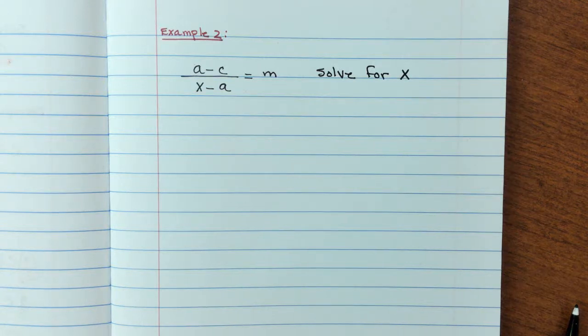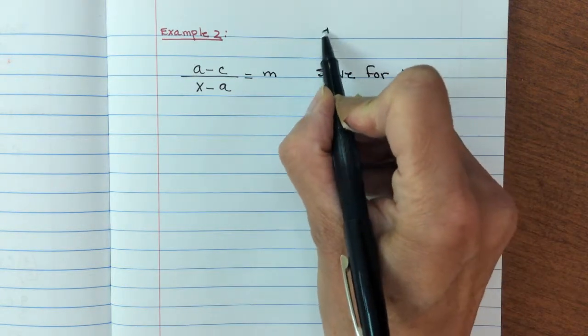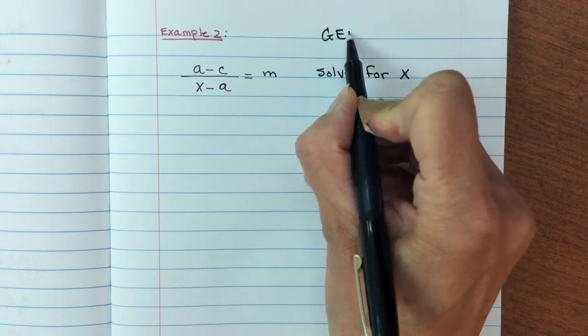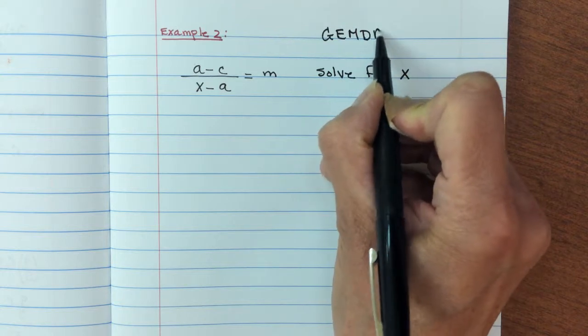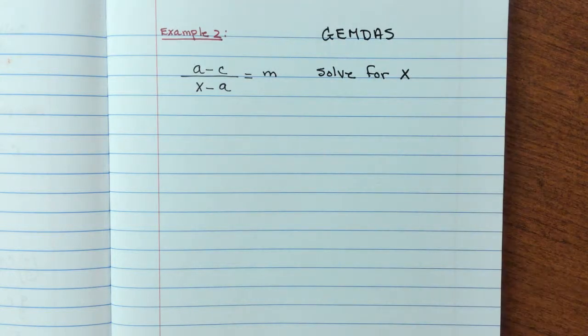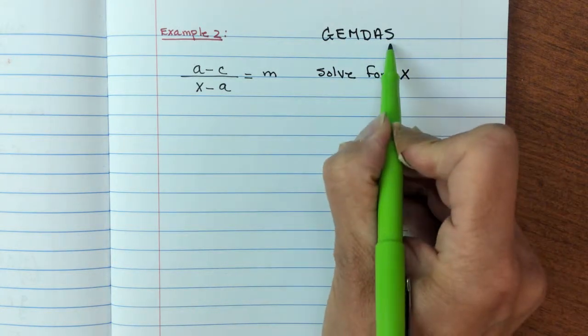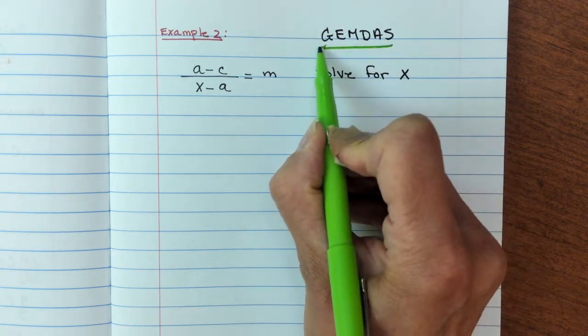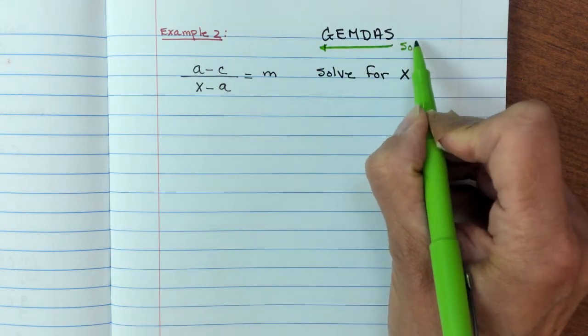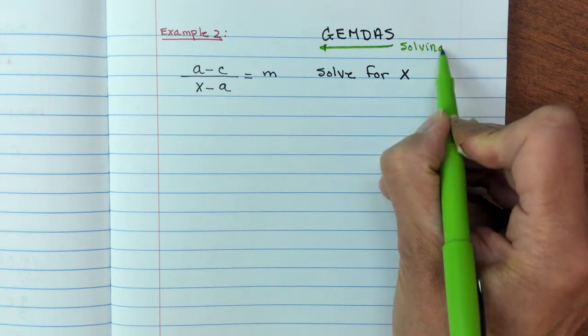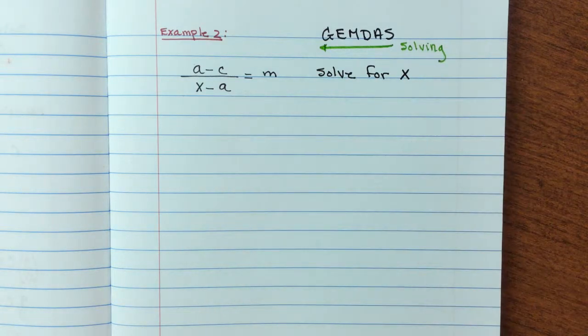Once again, we're going to solve, and we're going to use our order of operations to help us think through this. So we're going to write GEMDAS, and because I am solving, I'm going backwards. So you just have to keep that in mind.